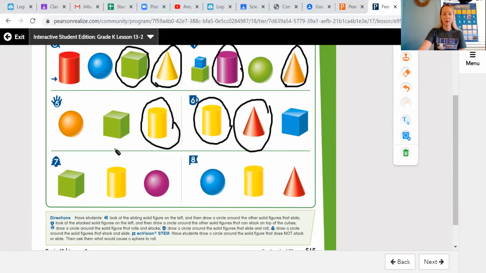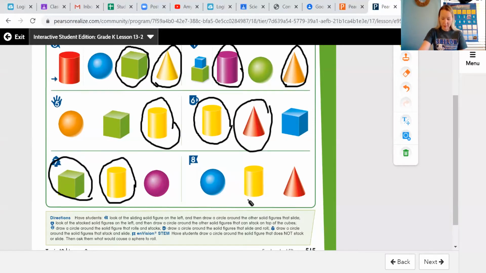Does the cube have flat edges to make it slide and stack? Yes. Go ahead and circle that. Does a cylinder have flat edges and is it able to stack and slide? Yes, it can. And what about a sphere? Can a sphere stack and slide? No, it cannot because it does not have any flat edges.